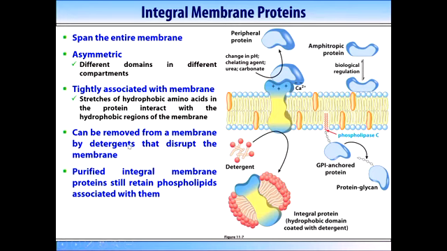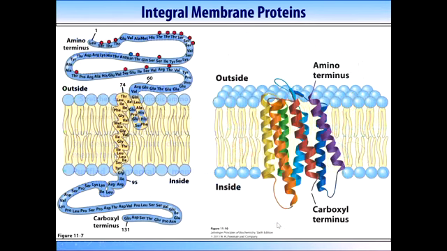They can be removed from the membrane only by detergents, which disrupt the membrane. And in this case, when these proteins are purified from the membrane using the detergent, they always come with some amount of lipid. These proteins, as you'll see, always have hydrophobic patches of amino acids. So just some examples.